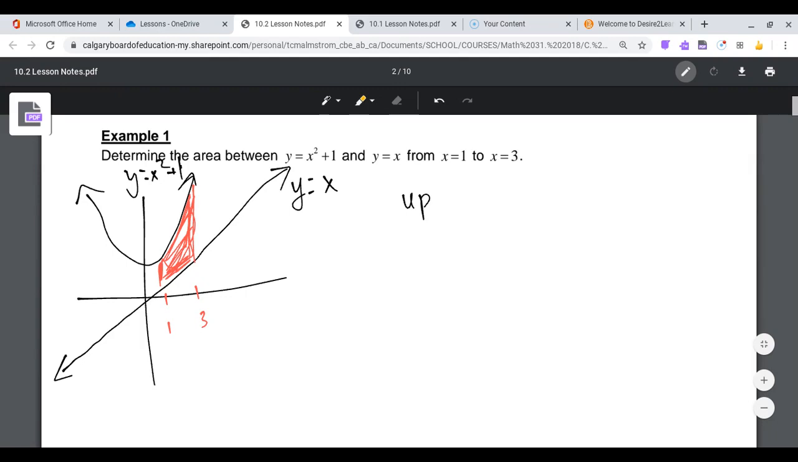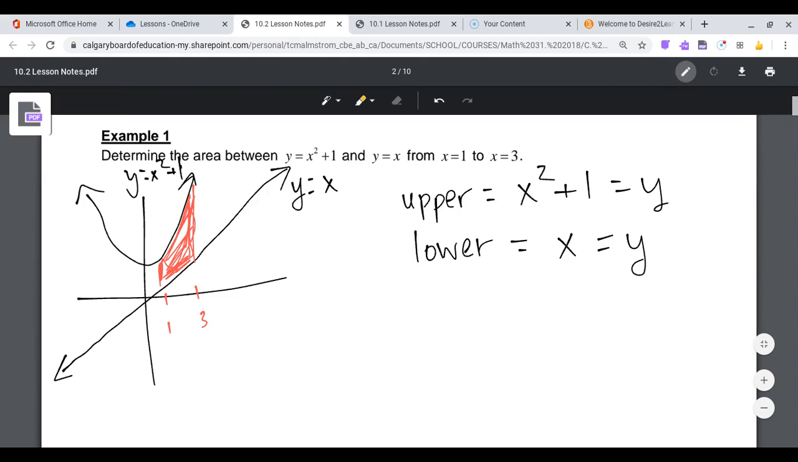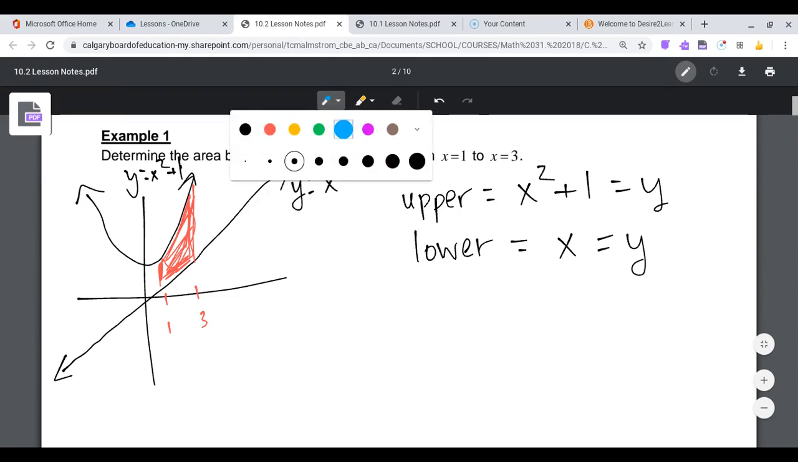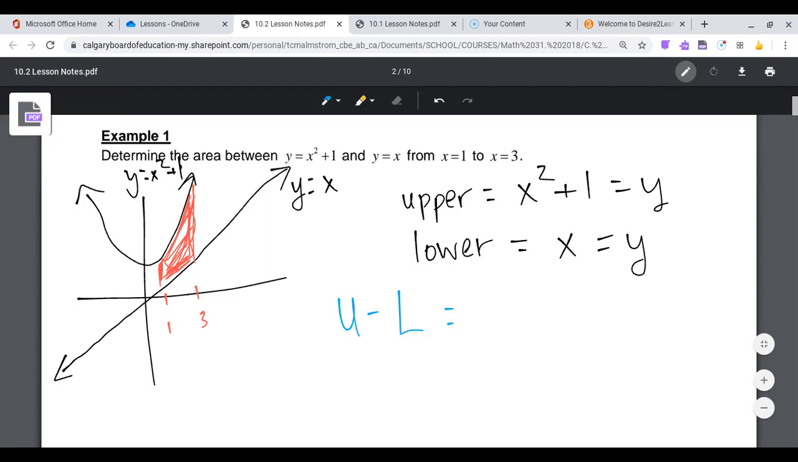Okay, so my upper function is x squared plus 1, my parabola, and my lower is y equals x. Okay, I guess I should really have that was equal to y. That would be better, but doesn't really matter. Okay, so now I'm going to do upper minus lower. So x squared plus 1 in brackets, subtract lower, which is just x. So what do we get? We get x squared minus x plus 1.